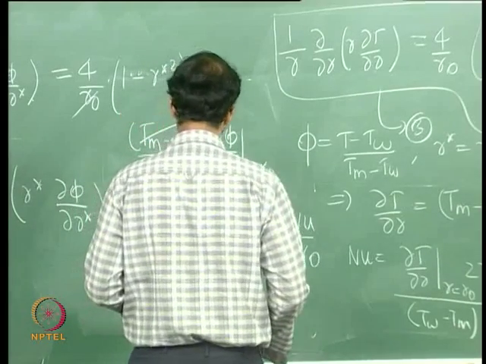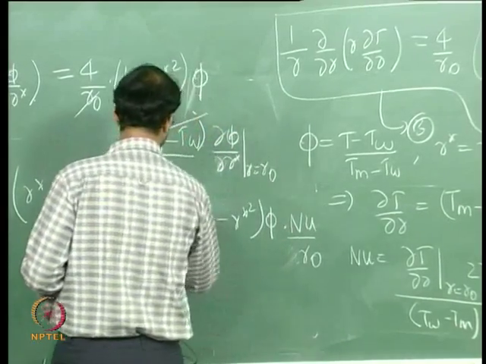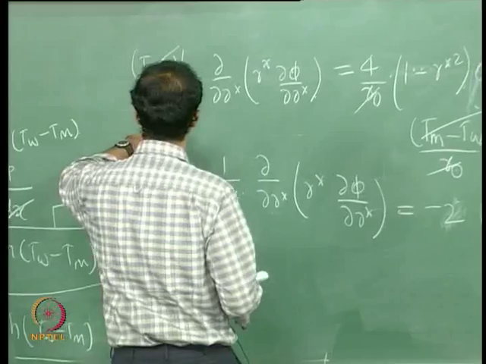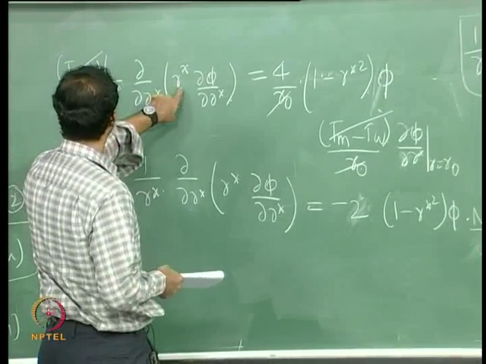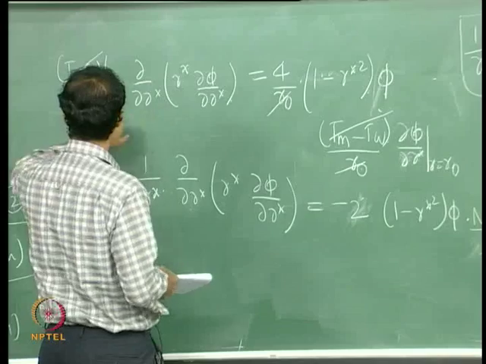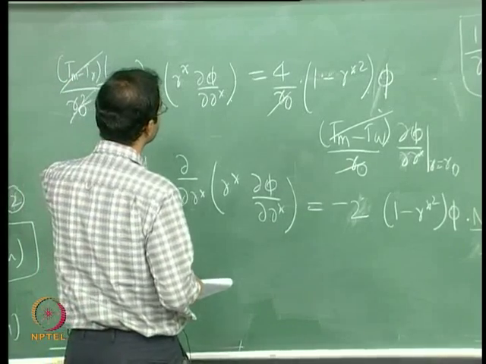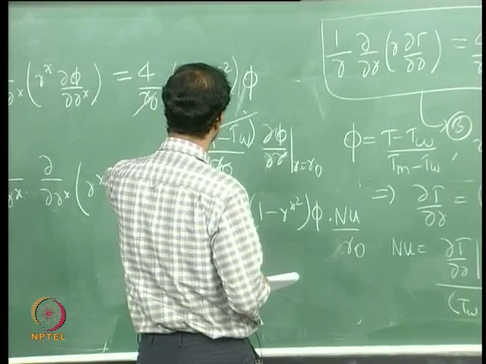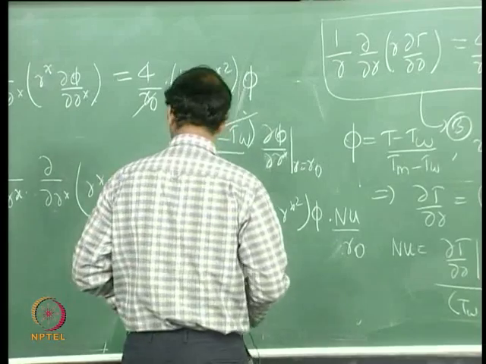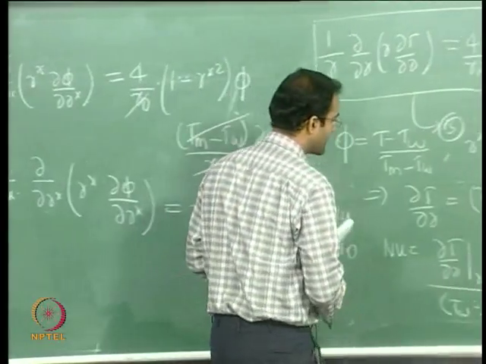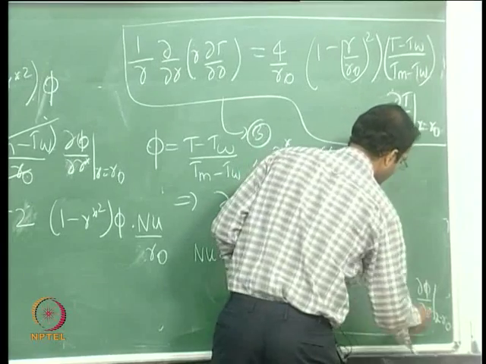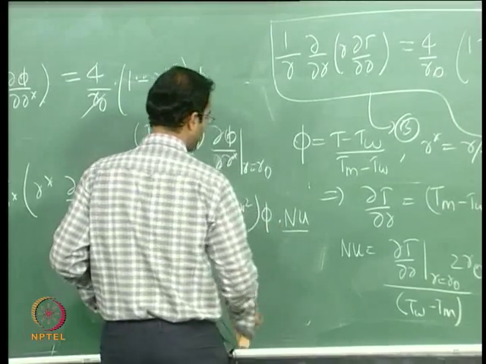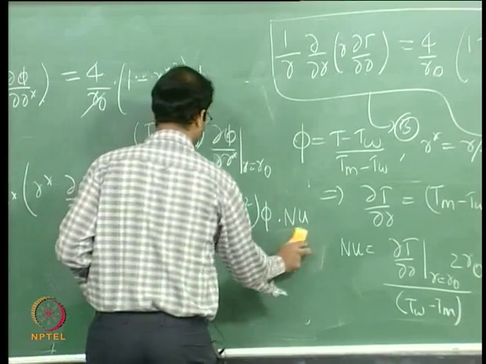There is a factor of r naught which I have to cancel somewhere. This r naught and r naught here cancel, this is r naught square, and on this side, oh okay, anyway I can write this as d phi by dr star, you are right. So this is already d phi by dr star, therefore this will be in terms of the Nusselt number.